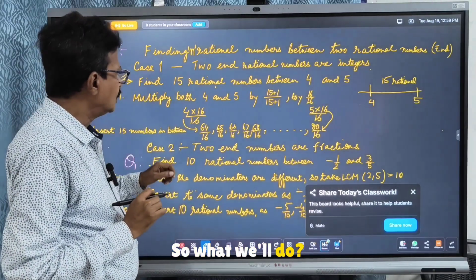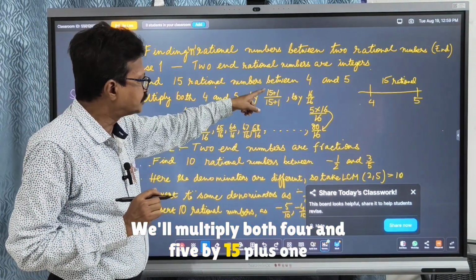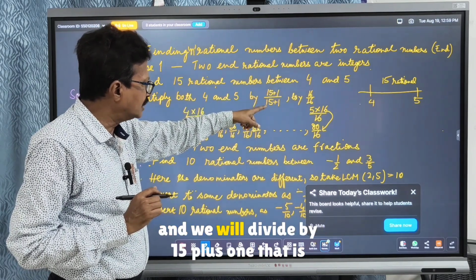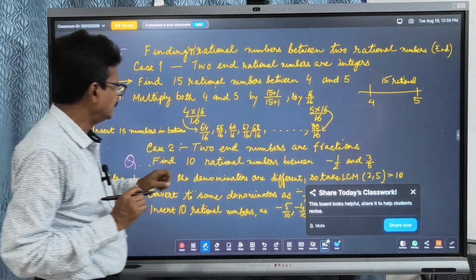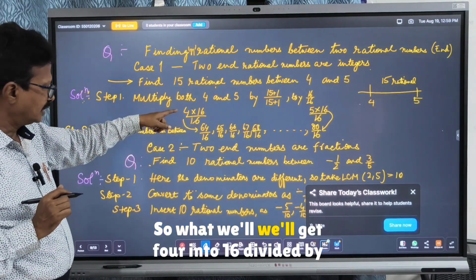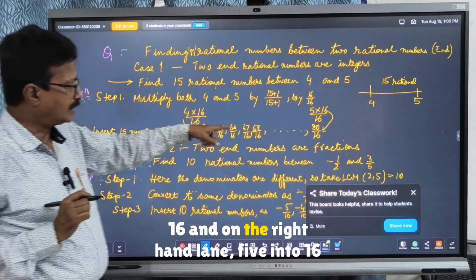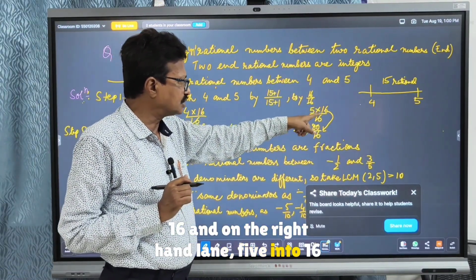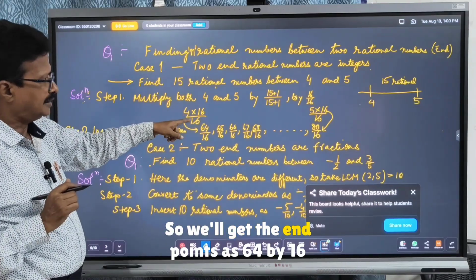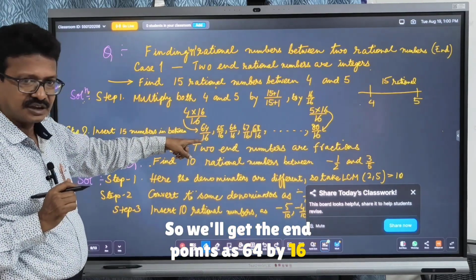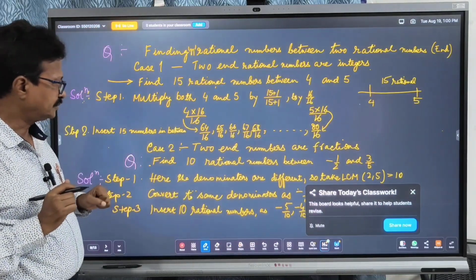So what will we do? We will multiply both 4 and 5 by 15 plus 1 and divide by 15 plus 1, that is by 16 by 16. So what will we get? 4 into 16 divided by 16, and on the right hand side 5 into 16 by 16. So we will get the end points as 64 by 16 and the other end is 80 by 16.